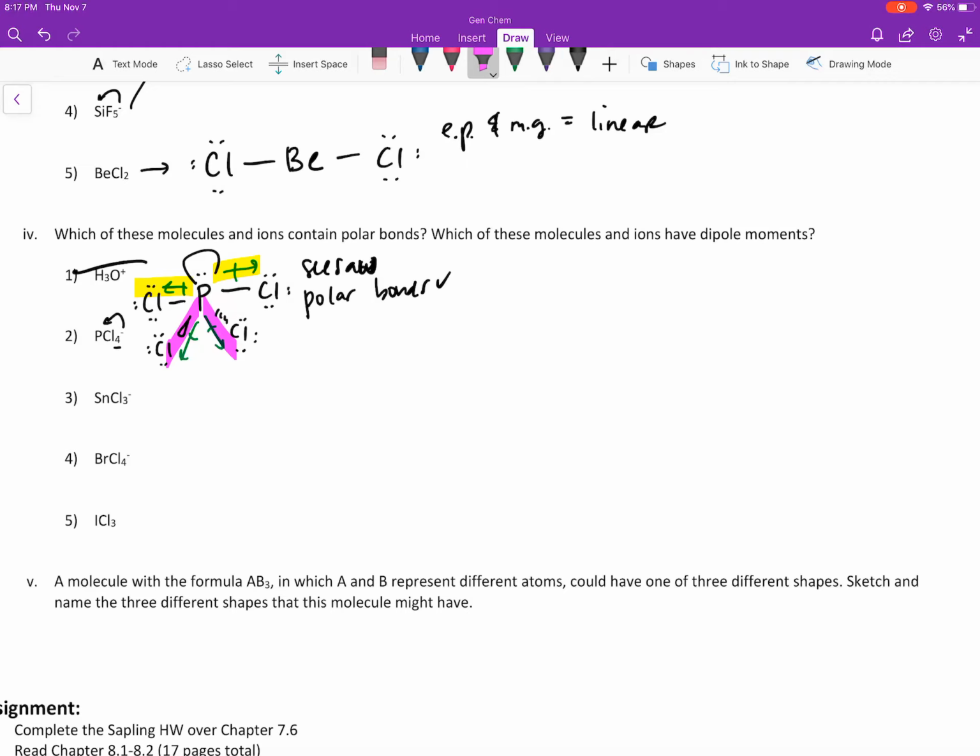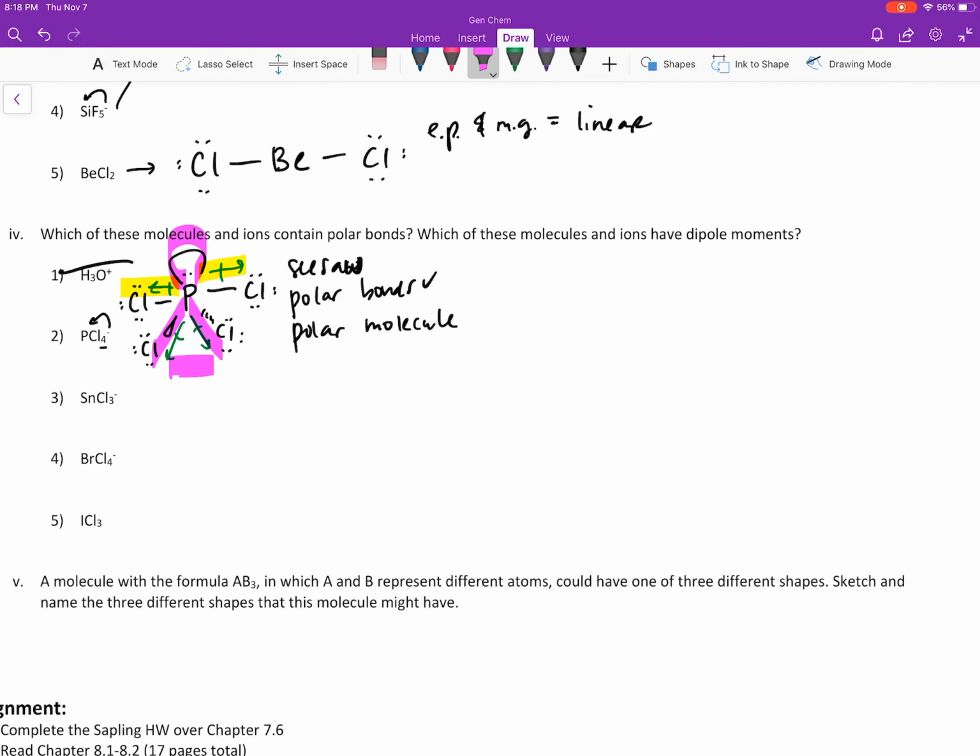In order to cancel out the arrows pointing down, you would have to have something up here to cancel it out. That kind of looks like a breast cancer awareness ribbon. Anyways, you would have to have something up there in that upper area where the lone pair is to cancel it out. But we just have a lone pair, and lone pairs cannot cancel out dipole moments. So, therefore, this molecule is polar. Polar molecule. Okay? Because there isn't anything in this upper area to cancel out the dipole moment down here.